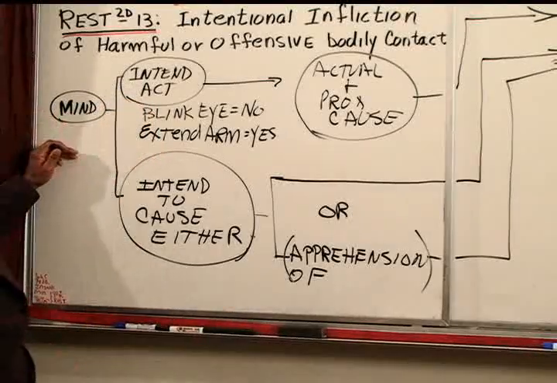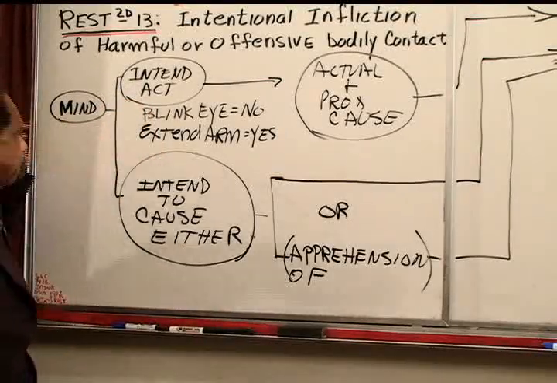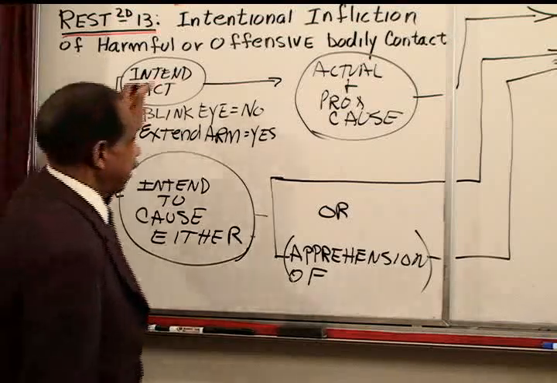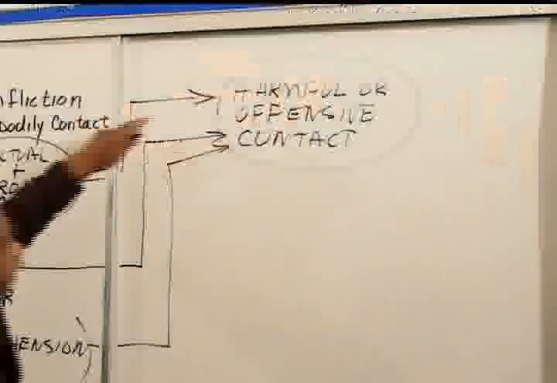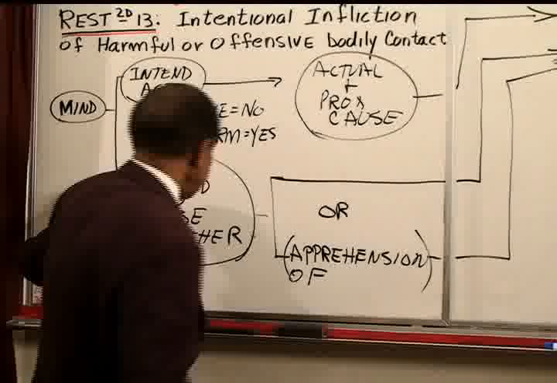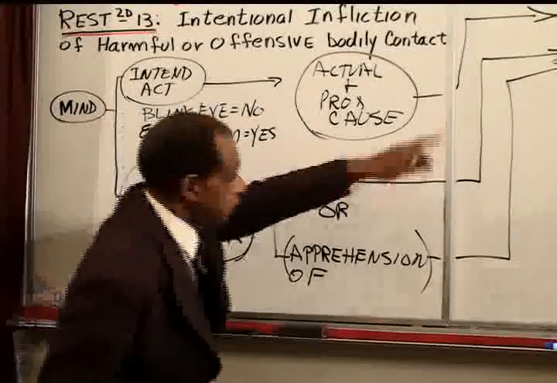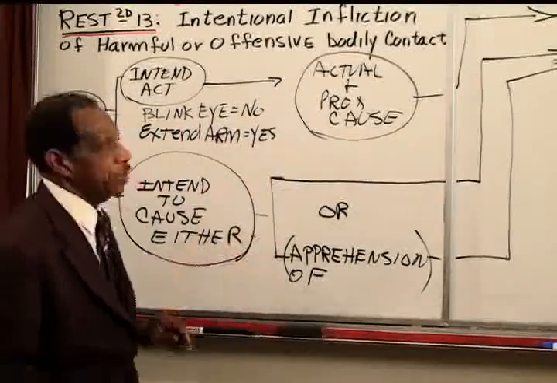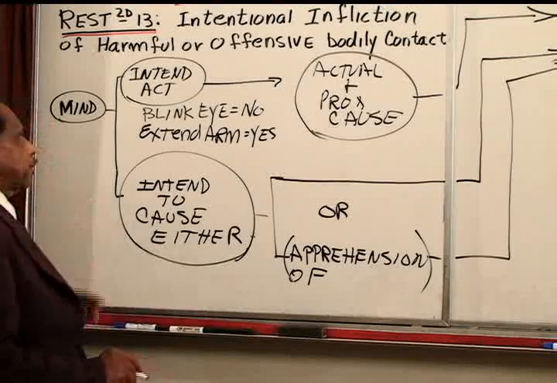So what we have then for battery is this requirement: the mind has to intend to do an act. That act must be the actual and proximate cause of the harmful or offensive touching. The mind must intend to cause either the harmful or offensive touching itself or the apprehension of the harmful or offensive touching. Let's talk about these individually.